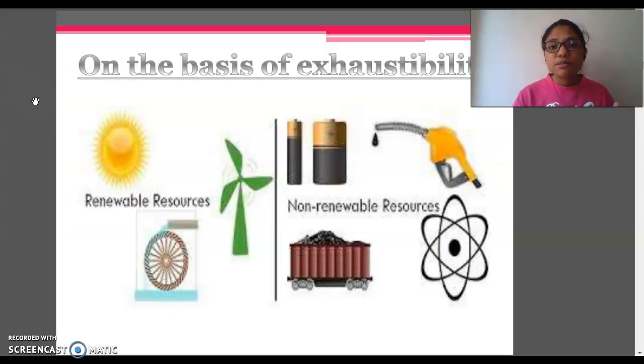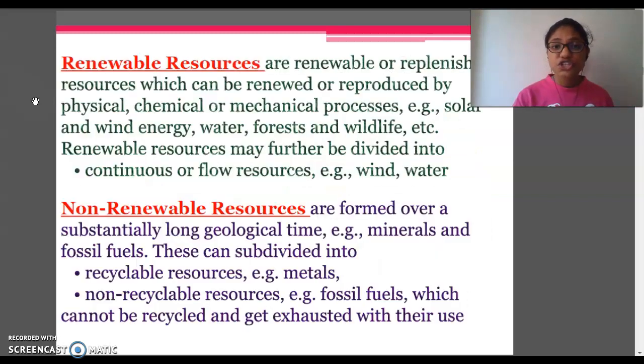Now we will be studying the classification on the basis of exhaustibility. It is classified into 2 categories again. The first is renewable and the second is non-renewable. Renewable resources are those resources which can be renewed again and again and which have a longer period of life. Whereas non-renewable resources are those which do not have a very long life, and it takes a lot of time to renew them again, or practically they are not able to renew themselves again.